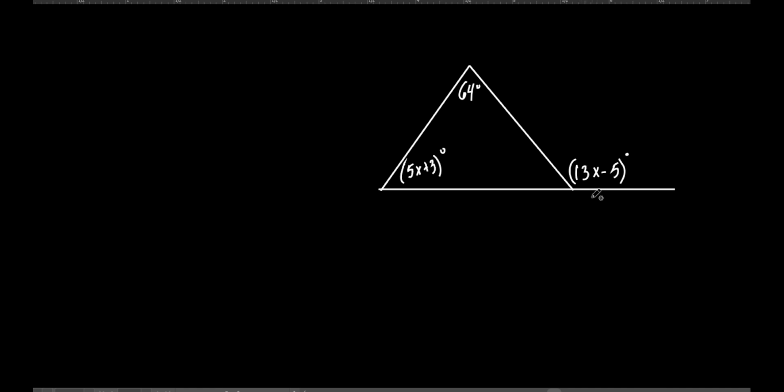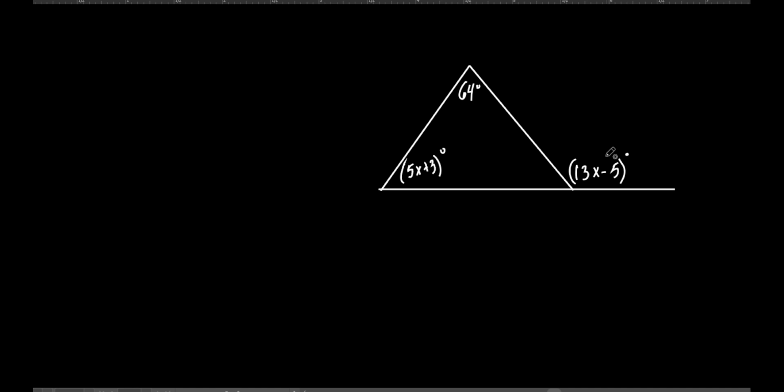13x. 5x plus 3. That's 64. This is 13x minus 5. Okay? So what we want to do is find all of the angles. I want to find them all. Let's find this one, and this one.